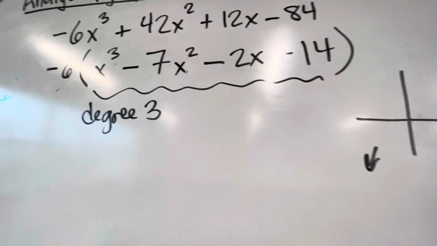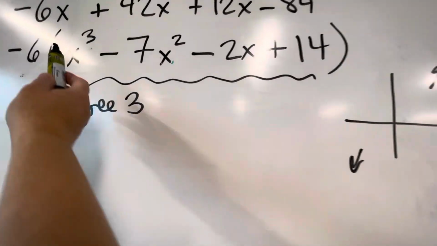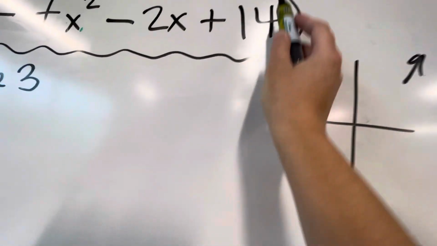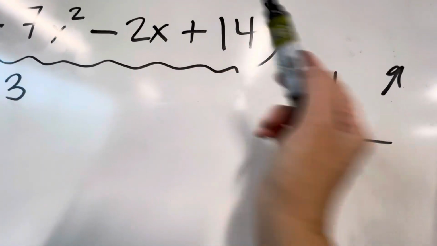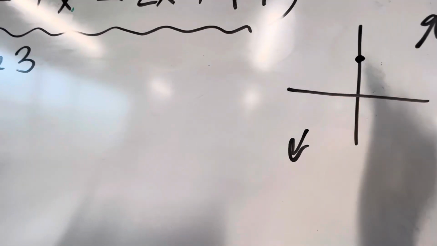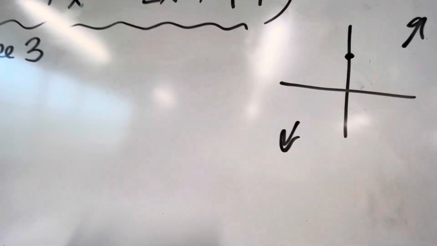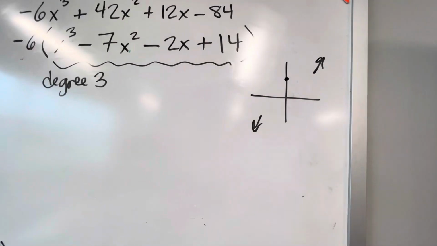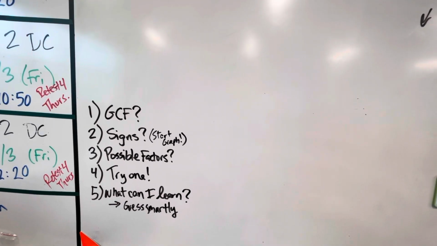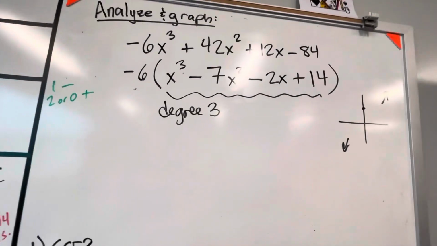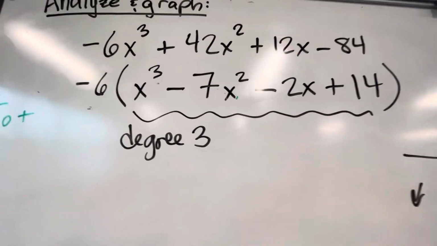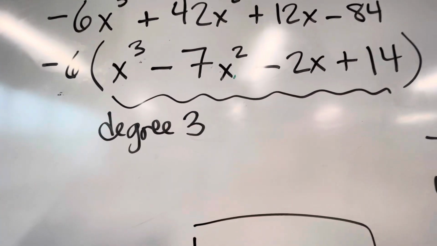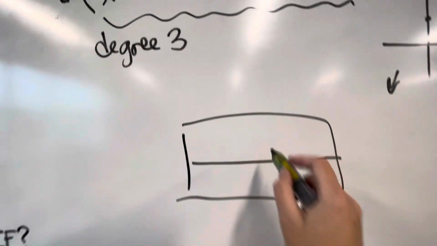Now I can also find my y-intercept if I wanted to. So for this particular function inside the parentheses, my y-intercept is when x is 0. So 0, 0, 0, 14. I have a positive y-intercept. That might turn out to be handy later, so it's always worth checking. All right, so I started my graph, I analyzed my signs. Now I'm going to make a list of the possible factors of this cubic polynomial. For that, I'm actually going to start my division sort of process here.